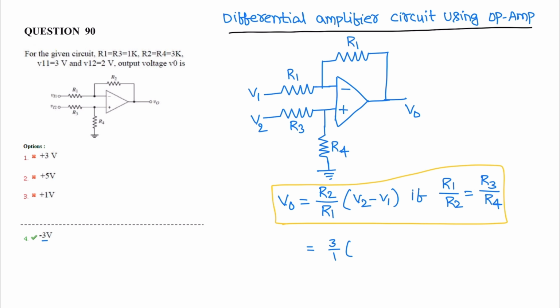So V2 is the voltage applied to the non-inverting terminal, here it is 2 volts, and the voltage applied to the inverting terminal is 3 volts. So 3 into minus 1, output voltage is minus 3 volts. The output voltage for the given differential amplifier is minus 3 volts. Correct option is 4.